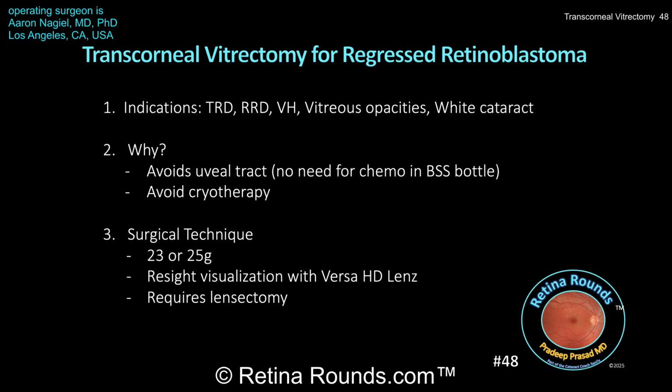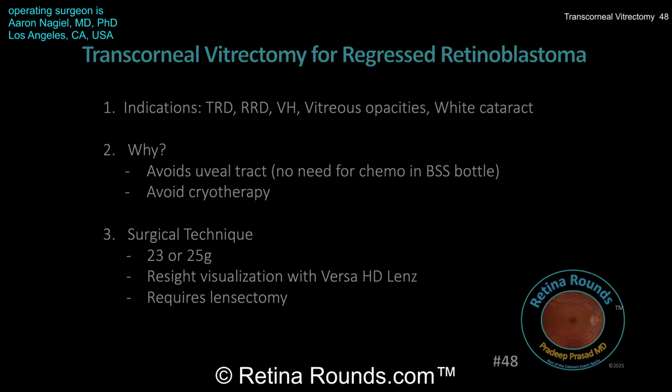So the surgical technique shown here can be performed with either 23 or 25 gauge instrumentation, and is best performed with the Versa HD lens, because it allows for wide angle viewing while being able to keep the surgical instrumentation vertical in a relatively crowded space. One downside of this approach, however, is that it does require a lensectomy, and that sometimes needs to be performed in patients who have a clear lens. So thanks again, Dr. Nagiel, for sharing this very innovative approach to pediatric vitreoretinal surgery, and we'll look forward to hearing more about the long-term safety and efficacy of this technique.